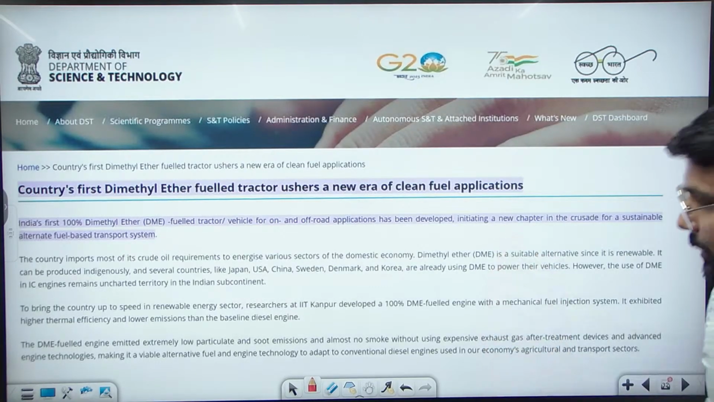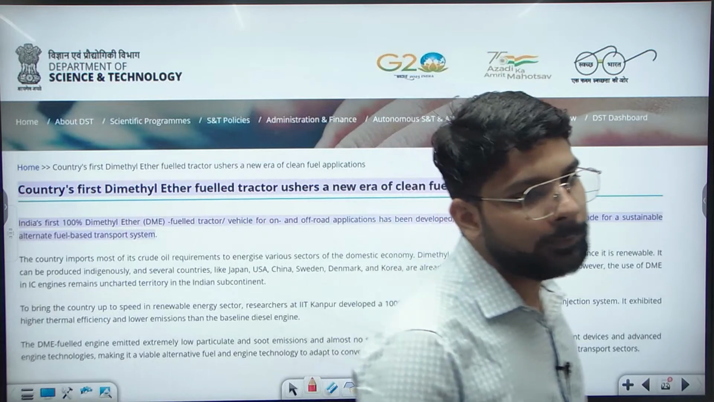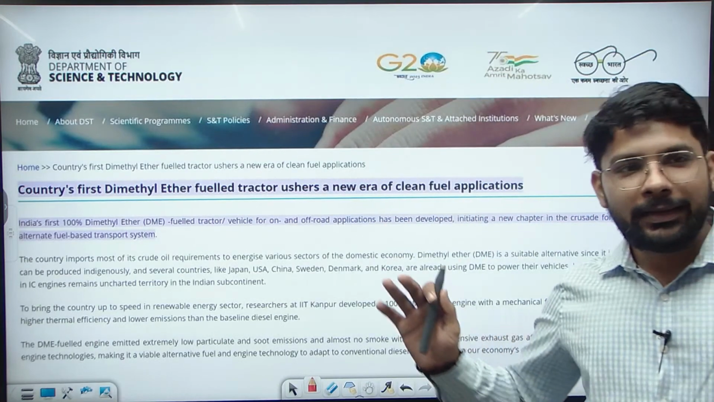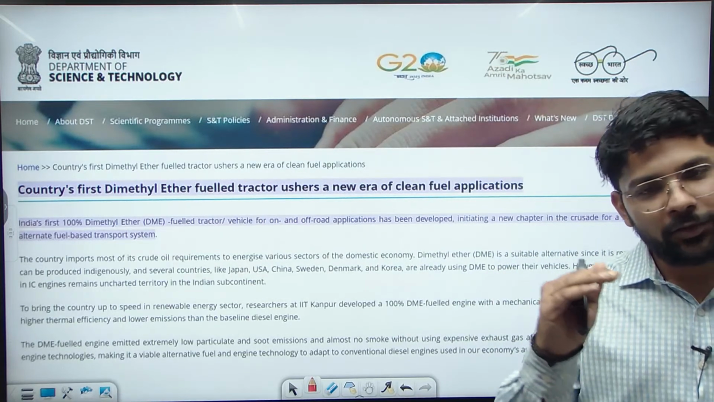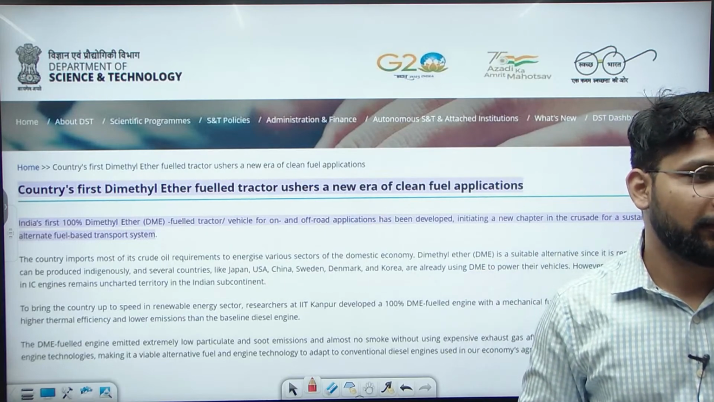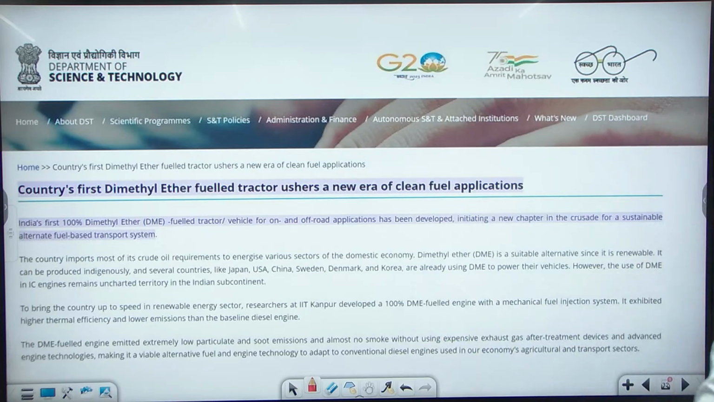So this is the last one, dimethyl ether. The Department of Science and Technology and the Niti Aayog built a new tractor which can run on dimethyl ether. So what can be the advantage of dimethyl ether? Why are we replacing petrol with dimethyl ether? Okay, soot emission, high brake efficiency, and replacement of conventional fuels. One reason is India is the highest importer of crude oil.